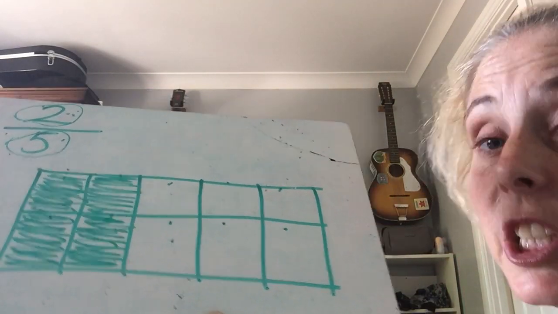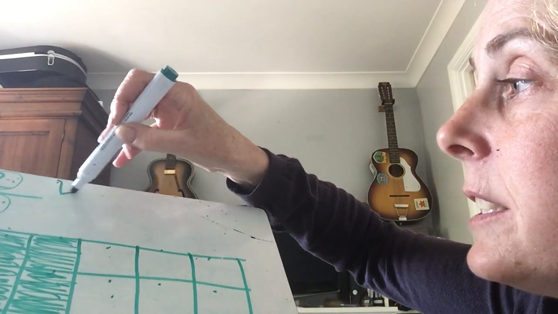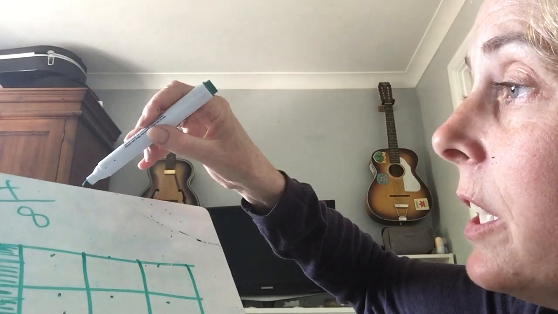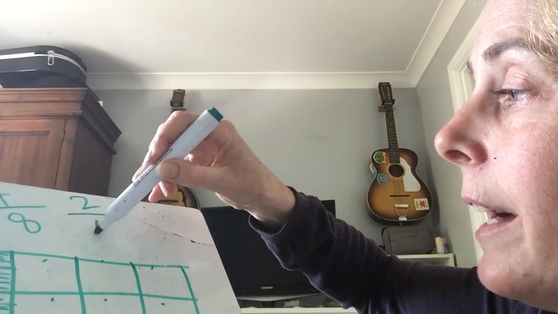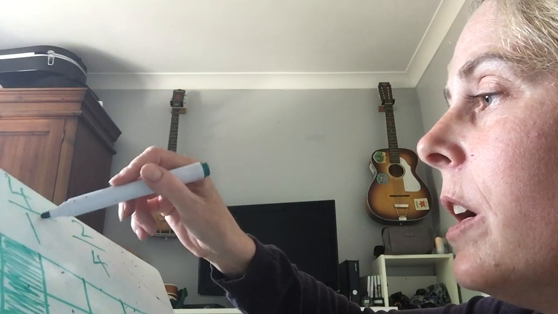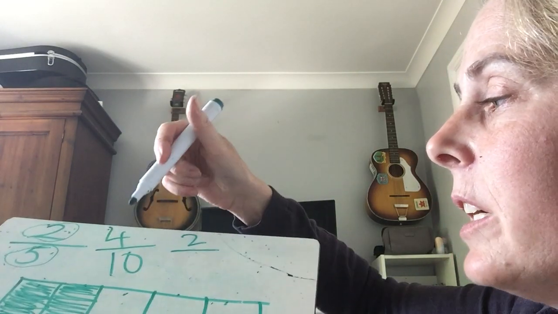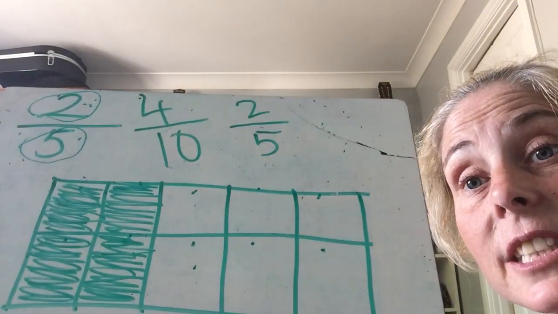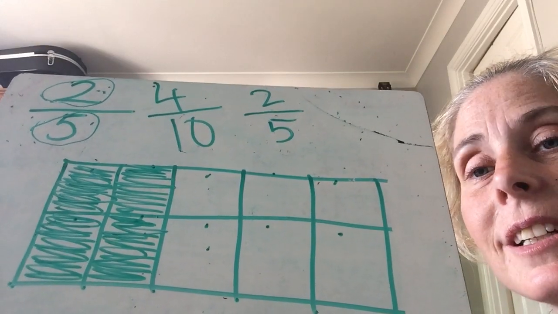Okay, we've actually shaded 4 bits out of 8. But again, if we halve those, we get 2 and 4, which is 4 out of 10. And if we halve those, we get 2 and we get 5. Okay, so 4/10 is the same as 2/5.